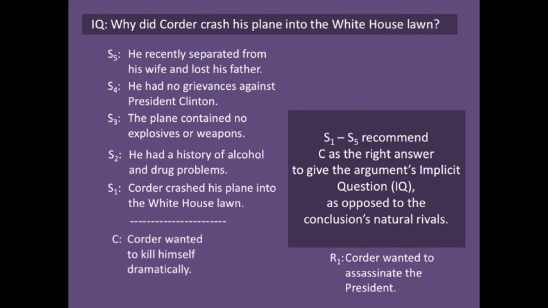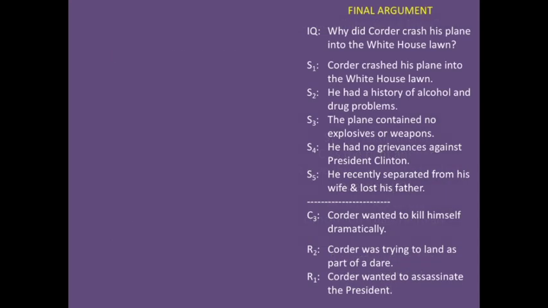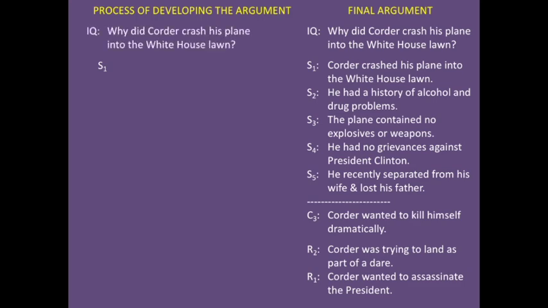So let me go ahead and present this process again in just a slightly different format. So here on the right-hand side of the screen are the complete argument, the implicit questions, support, conclusions, and rivals. And now let me again display the process of reaching that argument. It begins with S1. Corder crashing his plane into the White House lawn. That's what prompts the question, the investigator's question, why did Corder crash his plane into the White House lawn? And in response to that question, there are going to be a range of possible answers.